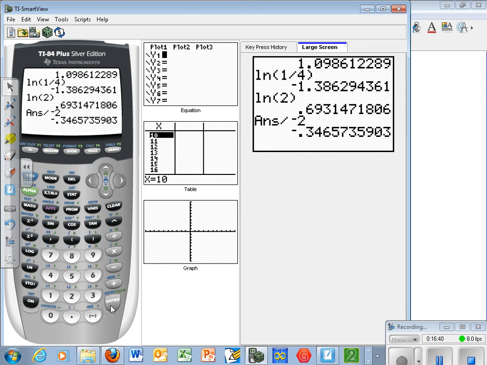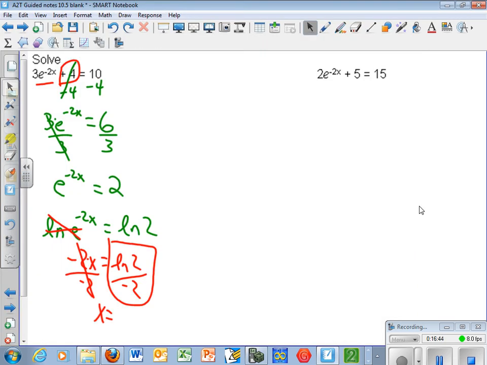We're going to go to 4 decimal places, so it's approximately negative 0.3466. So you could check that if you plugged it back in. If I took e to that power, e to the negative 2 times that answer, multiplied it by 3, added 4, I'd get approximately 10.